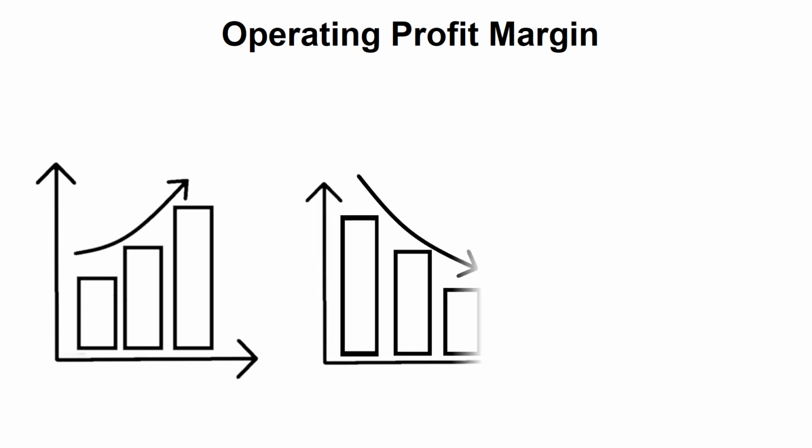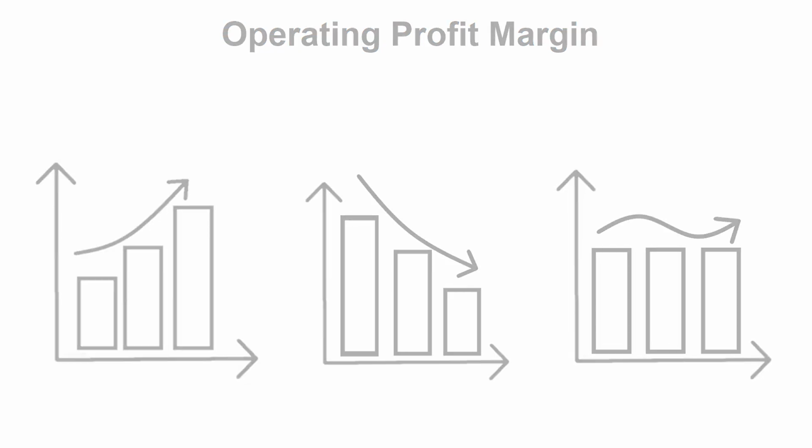Operating profit margin dynamics can take three forms: increasing, decreasing, and stable. Apple is one of the companies whose operating profit margin has increased in recent years.